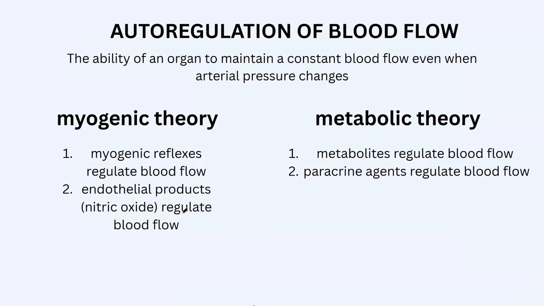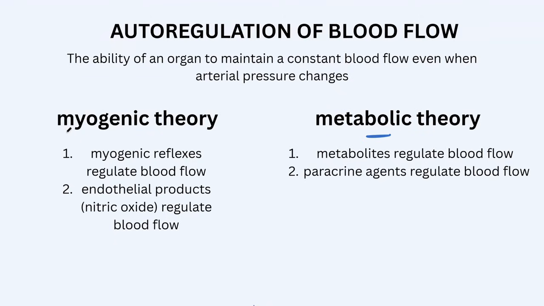Now let's talk about autoregulation of blood flow. Autoregulation is the ability of an organ to maintain a constant blood flow even when arterial pressure changes. Okay? So regardless of whatever is going on in the aorta and in the big arteries, an organ has the ability to maintain its own blood flow. And that is achieved by either myogenic theory or metabolic theory.